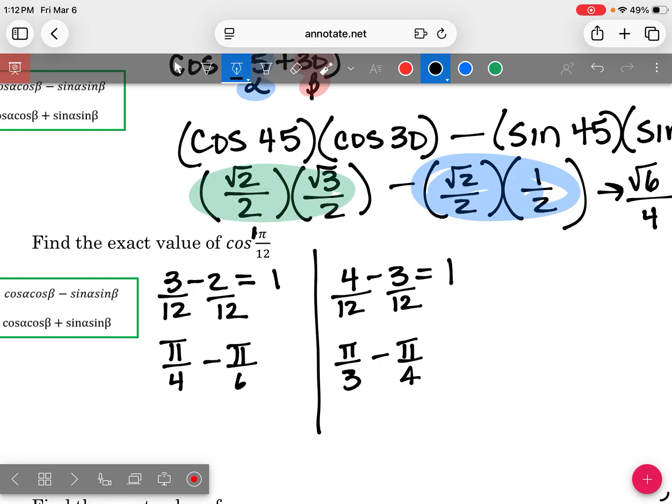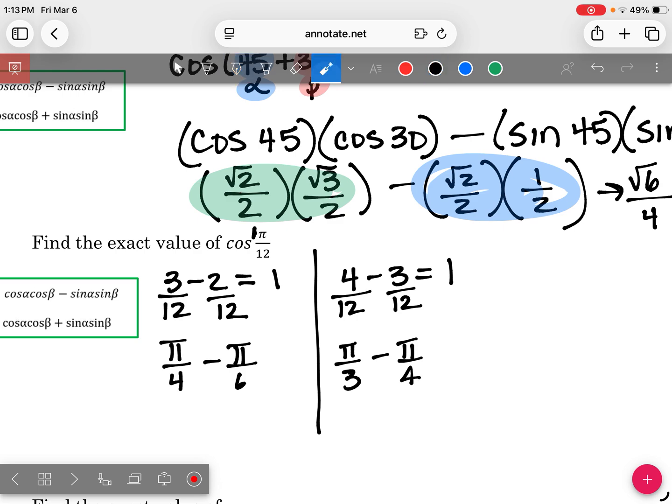So what do we want to do? Which one do we want to do? Do we want to do pi over 4 minus pi over 6 or pi over 3 minus pi over 4? You get the same answer. It does not matter. All right, I heard Kamaya first. She said pi over 4 minus pi over 6? All right, pi over 3 minus pi over 4.